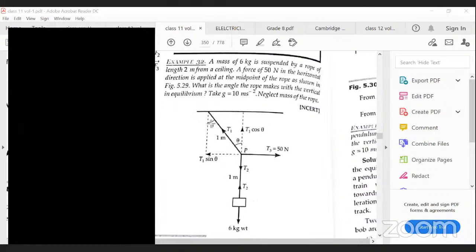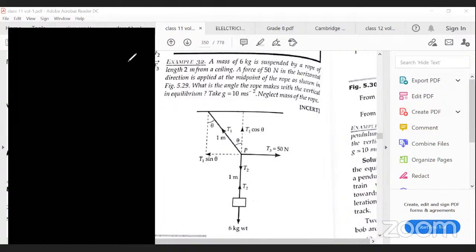So first of all, a string is connected from the ceiling, so it makes an angle. When we are applying some force at the center point of the thread, making the tension towards your right side, the object is in equilibrium condition. That means, what is the angle theta? We need to find the angle theta which the tension T1 makes with the ceiling. Since the picture is given directly, we'll see the relations here.